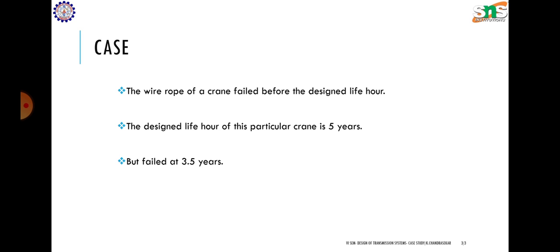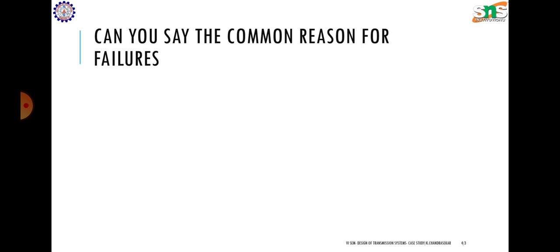So the case is the failure of a wire rope. A wire rope of a crane failed before the designed life hours, that is, the life hours designed for the particular crane. This crane was designed for 5 years, but it failed at 3.5 years itself. Even before designing the wire, they consider the various stresses acting on the wire rope. Based on that only they design the wires.